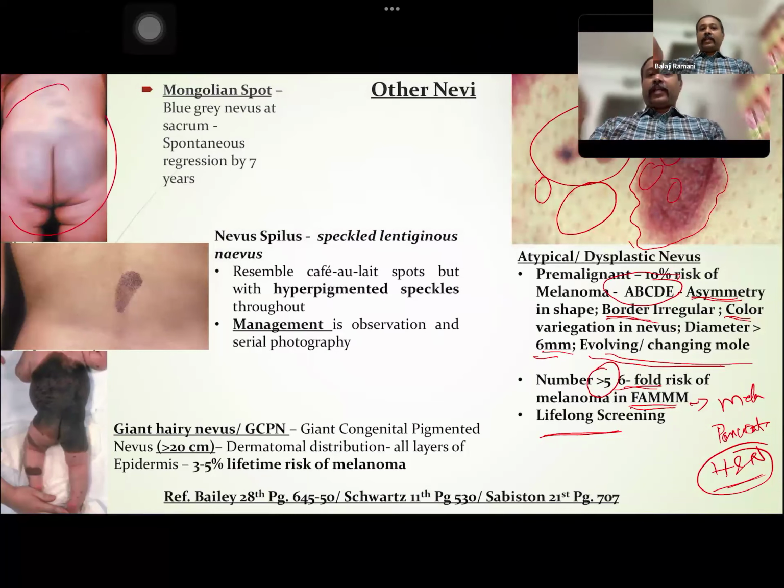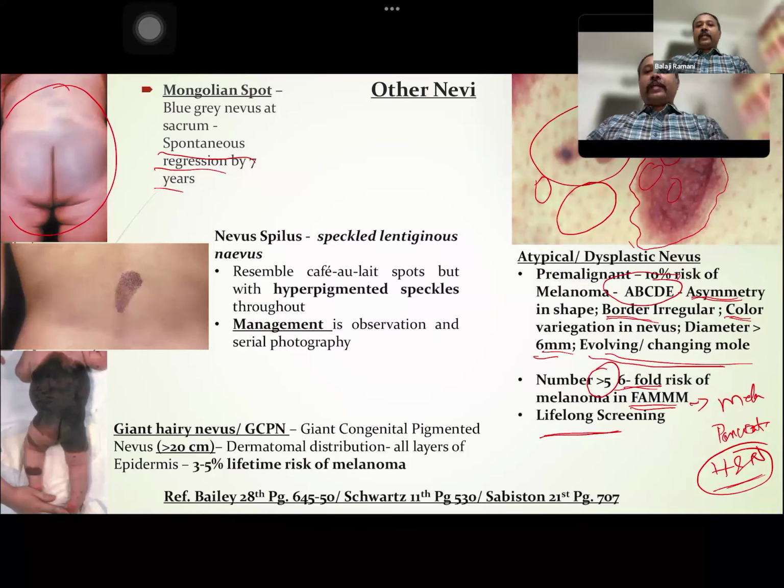This is again a very classical Mongolian spot. Any of you in your labor room postings would have seen that babies are born with it, and there is spontaneous regression by 7 years. This will be commonly present at the sacral area. And this is, of course, the speckled nevus, nevus spilus or speckled lentiginous nevus. You can see that there are a lot of dots inside the nevus, resembling café-au-lait spots, but it is speckling throughout. Management is just again observation and follow up.